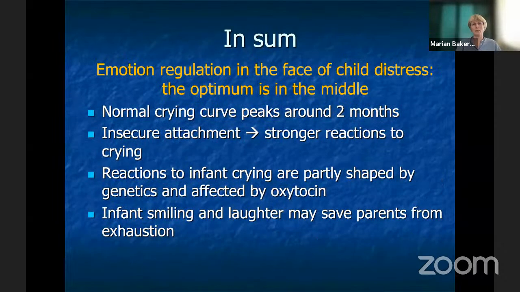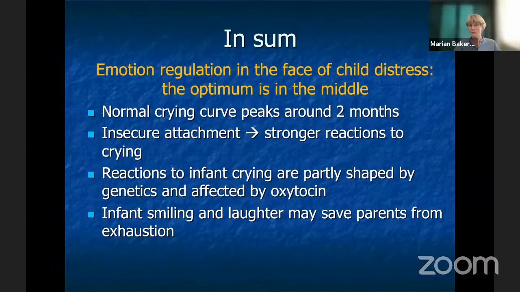So, in sum, for emotion regulation in the face of child distress, the optimum is in the middle. Parents should not be under-aroused, or else they do not do anything to comfort the child. But they should not be overwhelmed, for that hampers them in their response to the infant. The normal crying curve peaks at around 2 months.